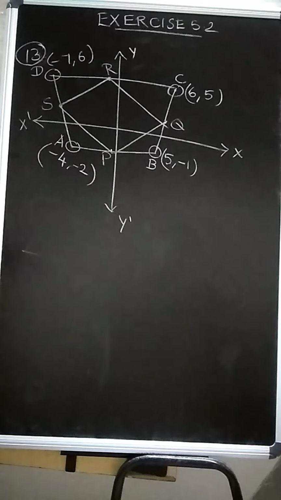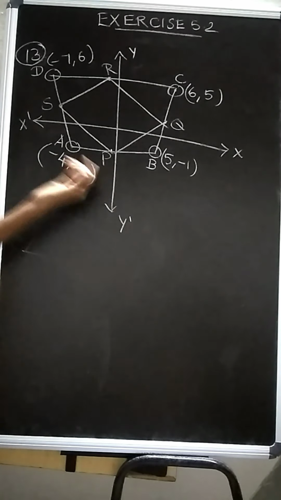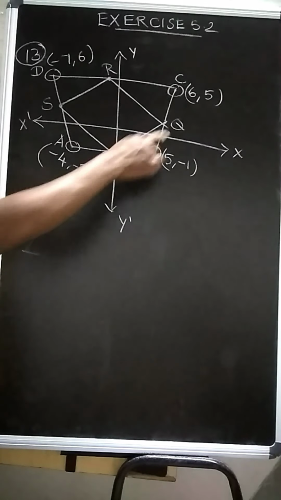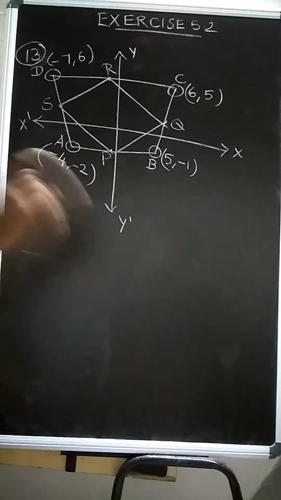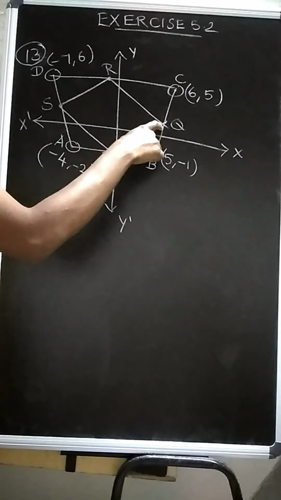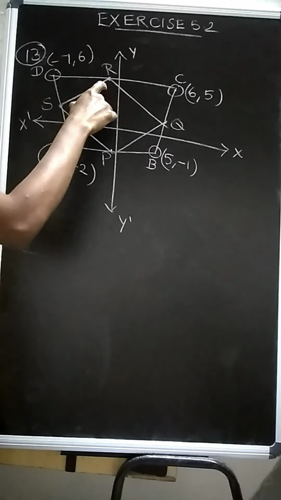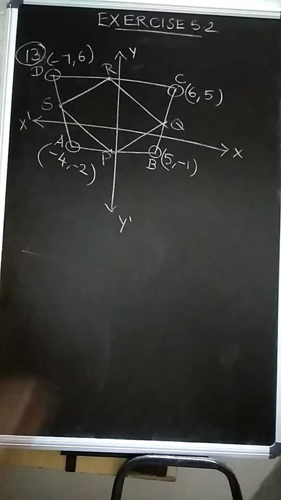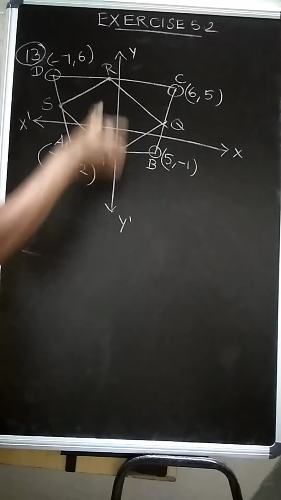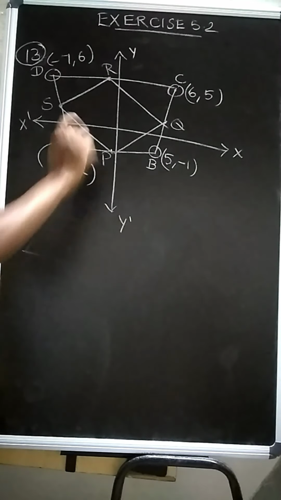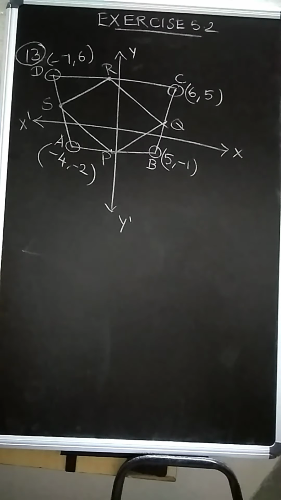To find the midpoint of AB, what is the midpoint formula? (x1 plus x2) by 2 comma (y1 plus y2) by 2. Using the midpoint formula you will find the point P. Similarly you will find Q, R and S. Then you will find the slope of PQ and the slope of RS, and you will find that these two slopes are equal. Then you will find the slope of PS and the slope of QR, and you will find that these two slopes are equal.